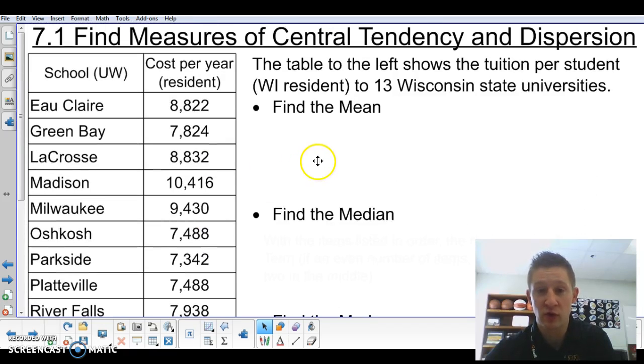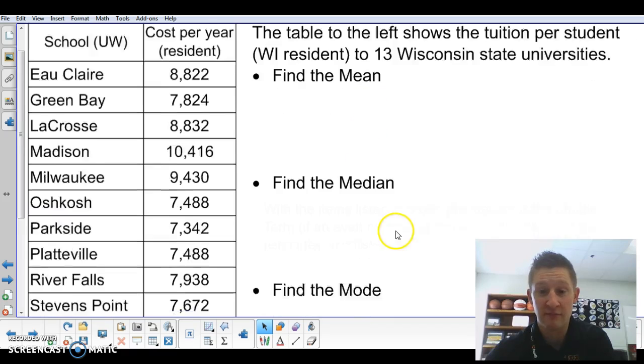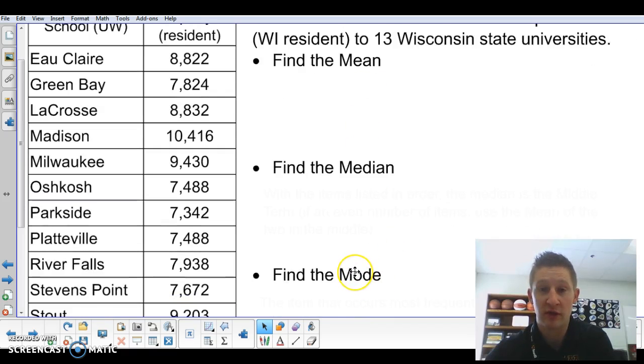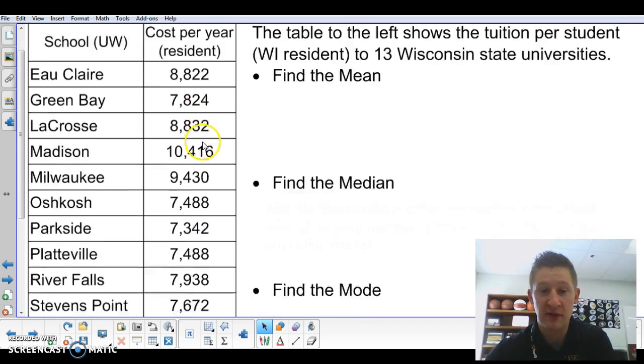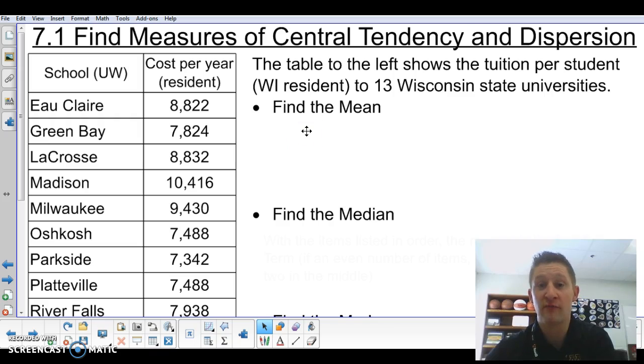Anyways, what we're going to do is we're going to find the mean value, the median, and the mode. Those are going to be three measures of central tendency that we are going to be concerned with. So the first thing I need you to do is enter all of these pieces of data into your graphing calculator, because your graphing calculator is a very powerful tool that allows us to identify these measures of central tendency.